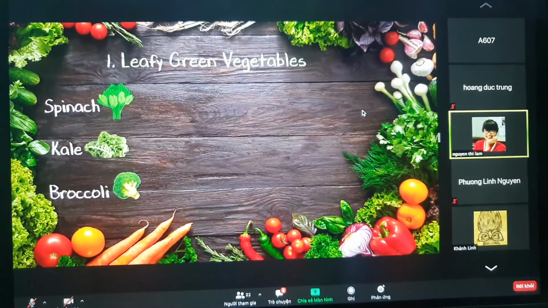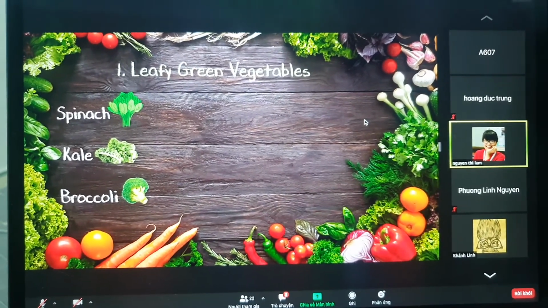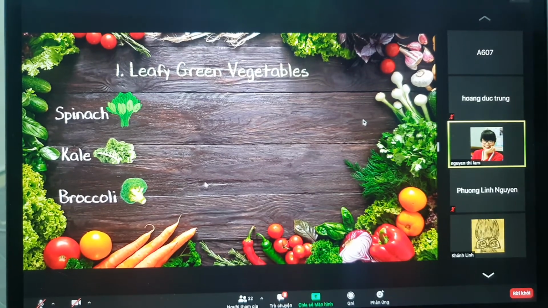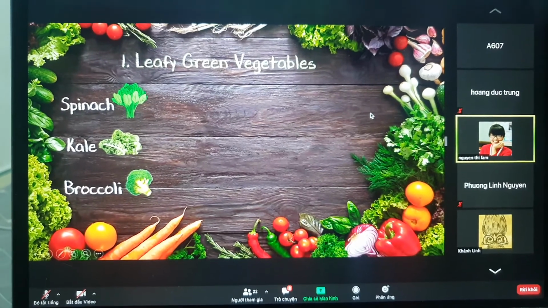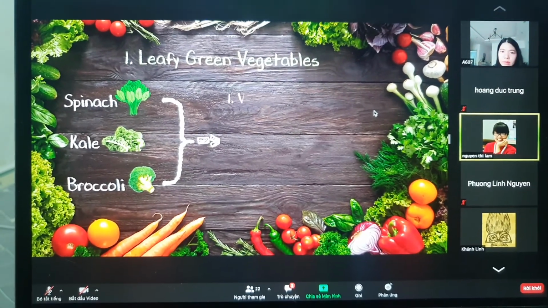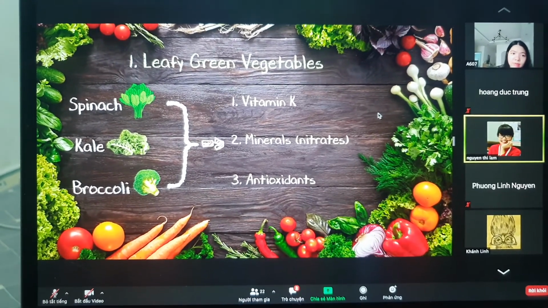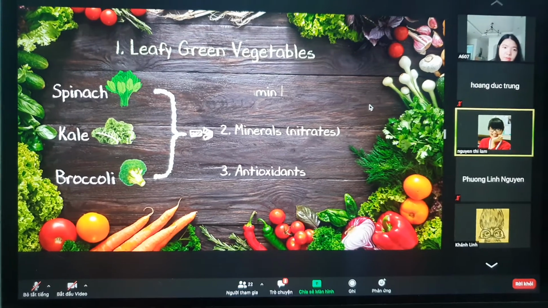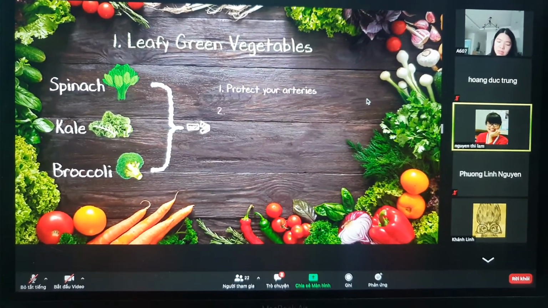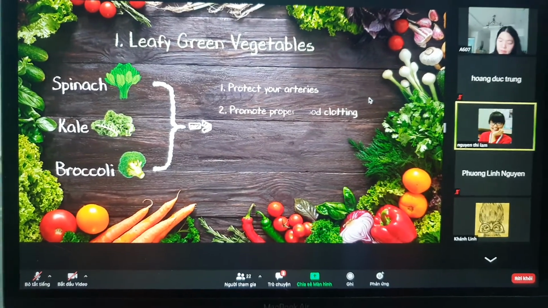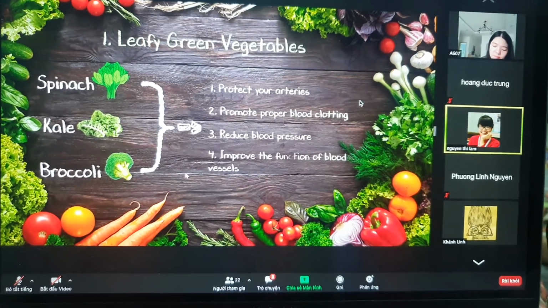Leafy green vegetables like spinach, kale, broccoli are well known for their wealth of vitamins, minerals, and antioxidants. In particular, they are a great source of vitamin K, which helps protect your arteries and promotes proper blood clotting. Ở đây nghĩa là nó sẽ giúp cho bạn bảo vệ cái động mạch và ngăn ngừa cái máu đông.